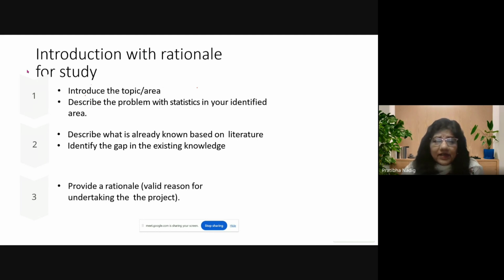Statistics means what is happening now, what is known, particularly in the last 5 to 7 years, not before that. It should be recent, 5 to 7 years, not more than that. In fact, in RGHS, we used to specify 5 years. Describe what is already known based on the literature again. Identify the gap in the existing knowledge.